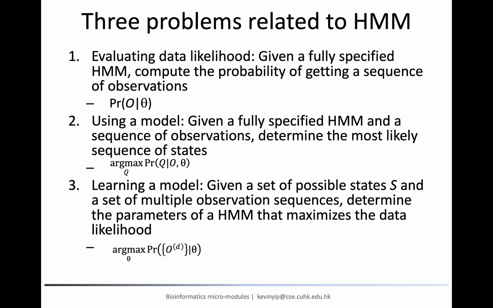Mathematically, given a set of observation sequences, which we denote as O superscript D, we want to find the model parameters such that the data likelihood is maximized. Please notice that each observation sequence is already composed of multiple observations, and here the training example involves D separate observation sequences, which explains why we have the superscript D part in the symbol.